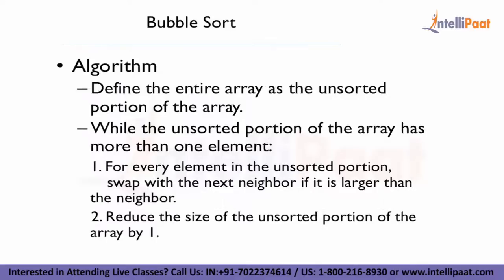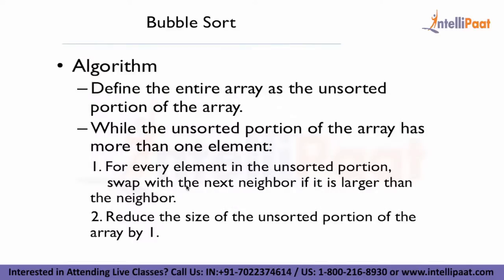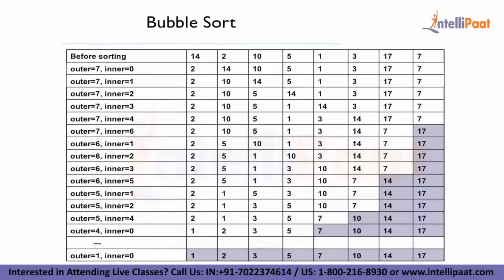Let's revisit the bubble sort algorithm. Define the entire array as the unsorted portion. While the unsorted portion of the array has more than one element, this is whatever is not shadowed, like in this color, this is the unsorted portion. For each element in the unsorted portion, swap it with its next neighbor if it is larger than the neighbor. So if this current element is larger than its neighboring element, we will swap the values.